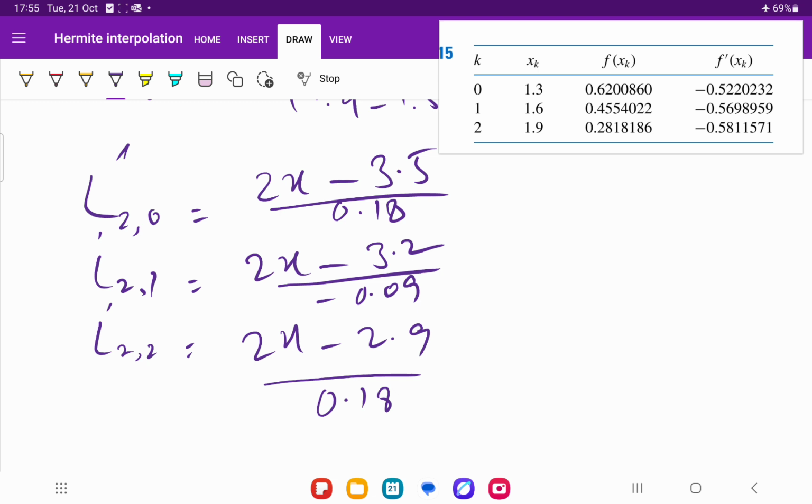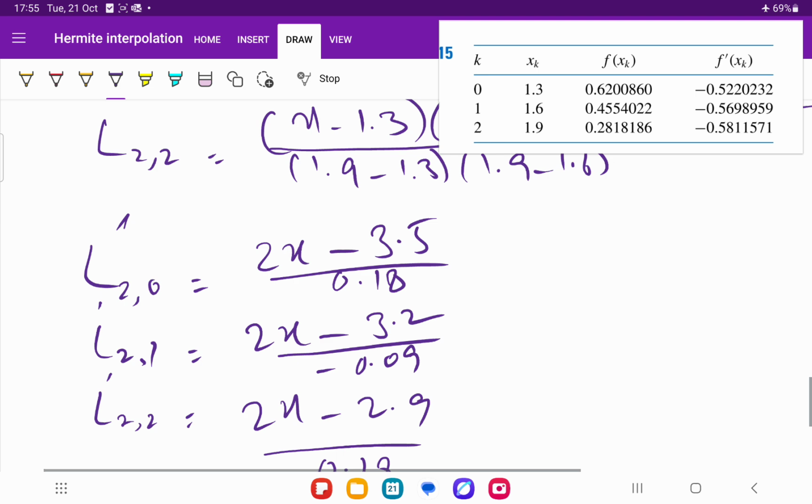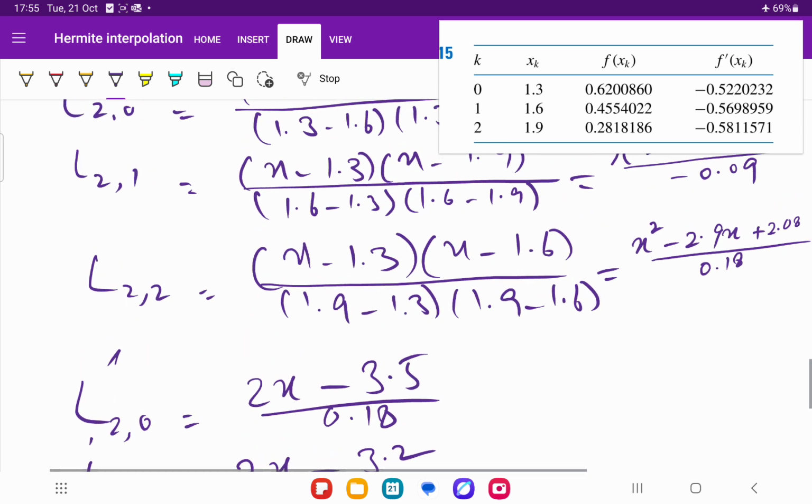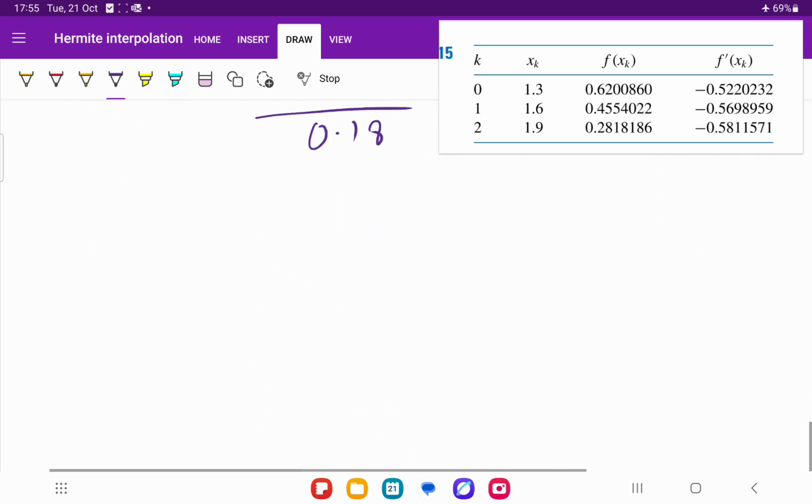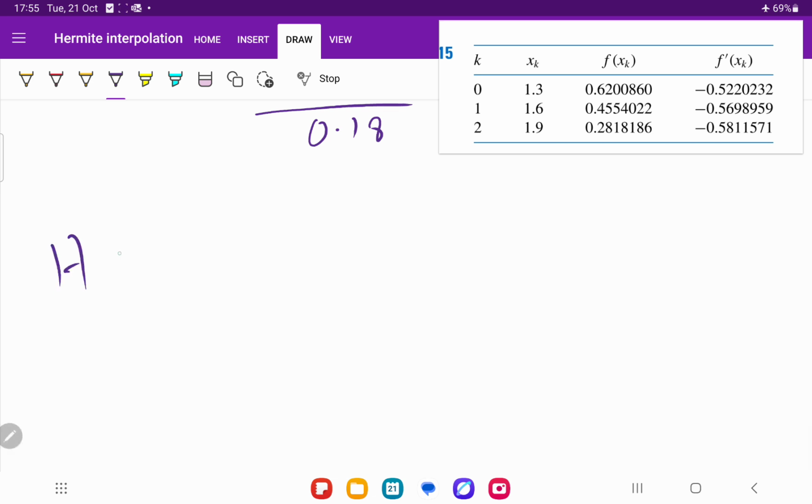Done. So nothing is remaining. We have the derivatives, we have all these values. We just need to put all these values inside the formula to get our answer. So all the terms are ready. So first, we need to calculate H20, the formula is there.